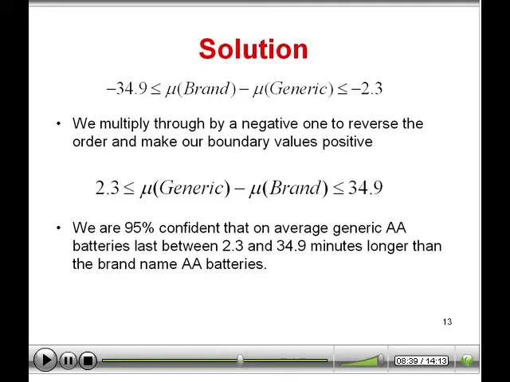So we are 95% confident that on average, generic AA batteries last somewhere between 2.3 and 34.9 minutes longer than brand name batteries. We uncovered a significant difference in the lifetime, but the magnitude of this difference is really not all that large. There may be only a 2-minute to probably not more than a 35-minute difference.